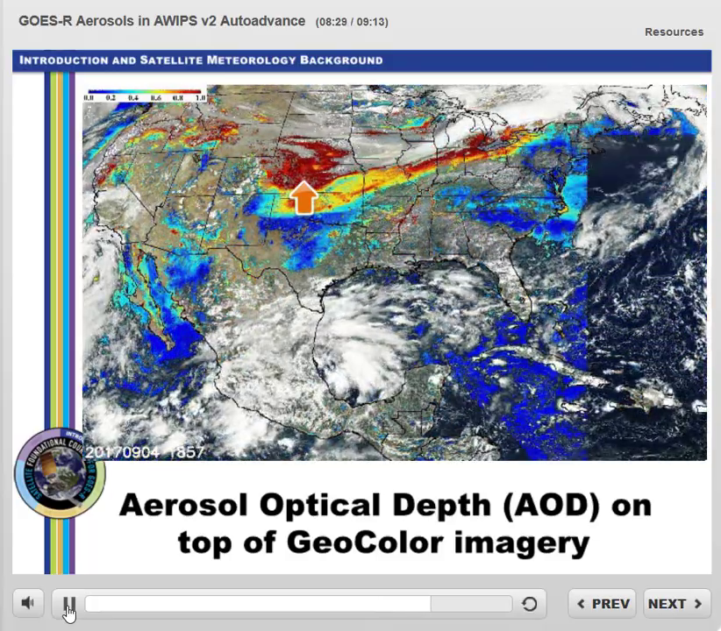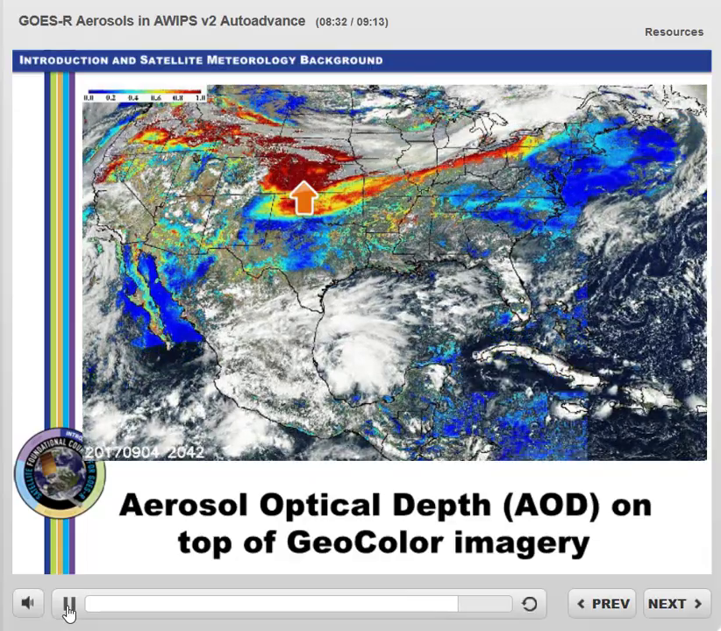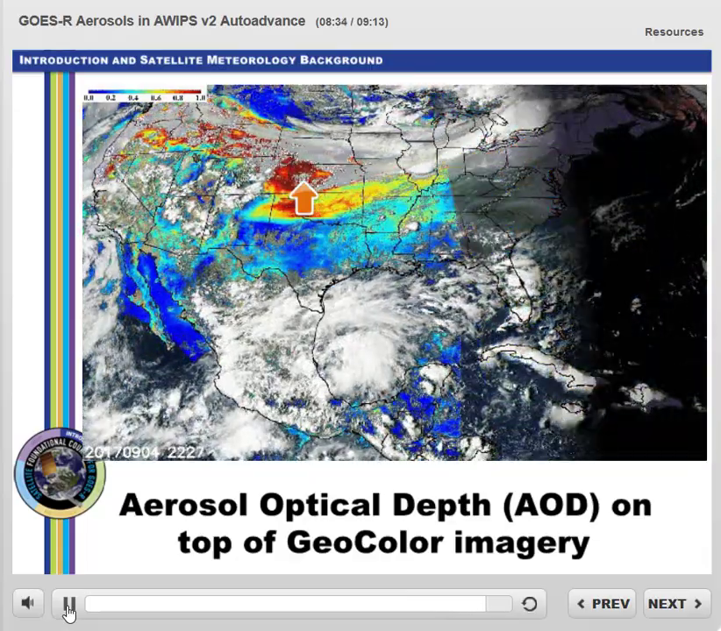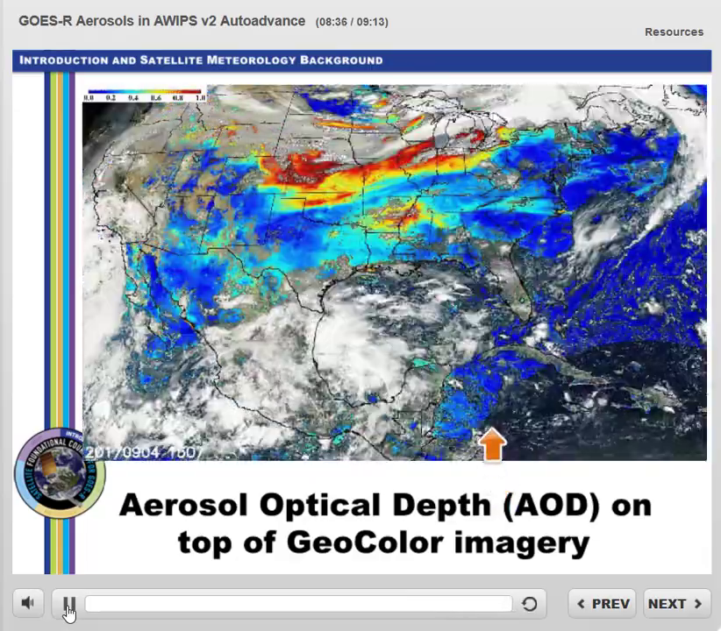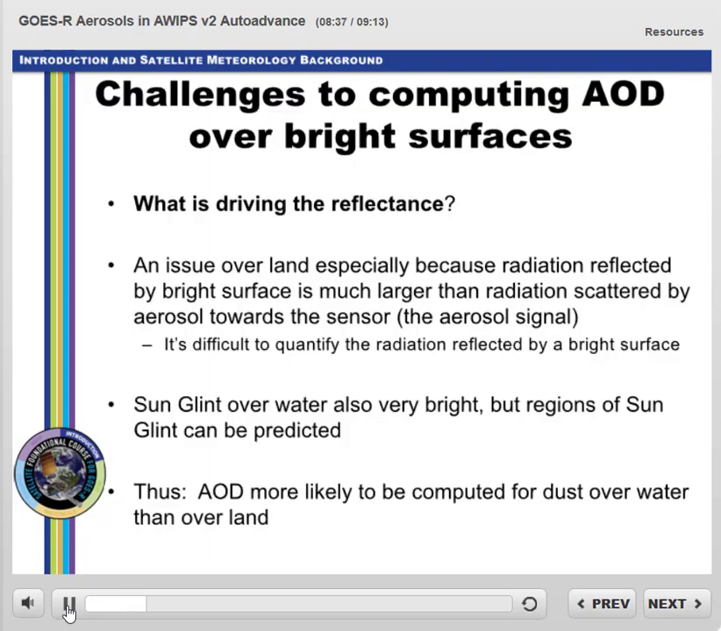Along the southern border of this CONUS view, you can see the moving region where AOD is not computed because of the potential for sun glint. AOD and aerosol retrievals are a challenge over very reflective surfaces, especially for dust. So you may see cases where there is obvious dust over land, but little signal in the aerosol products.